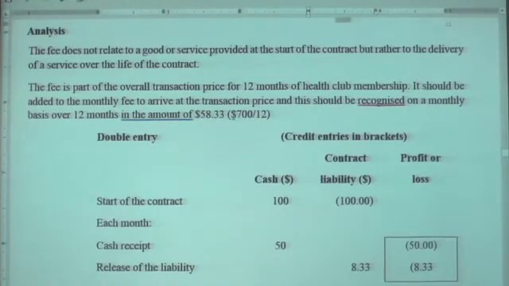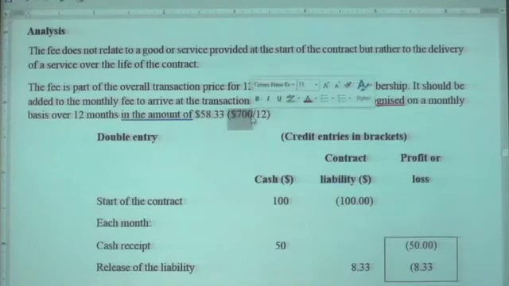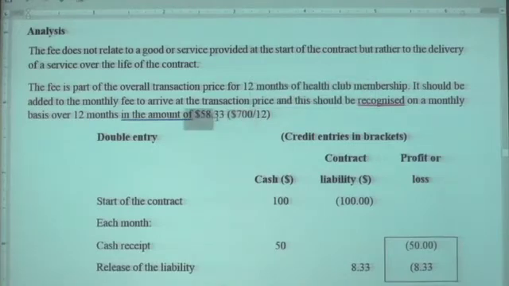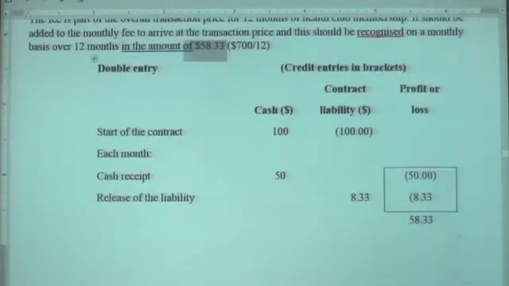This is the total amount that shall be collected from the customer per annum. We will divide by 12. Then monthly income will be 58.33. At the start of the contract you will receive 100, clear?